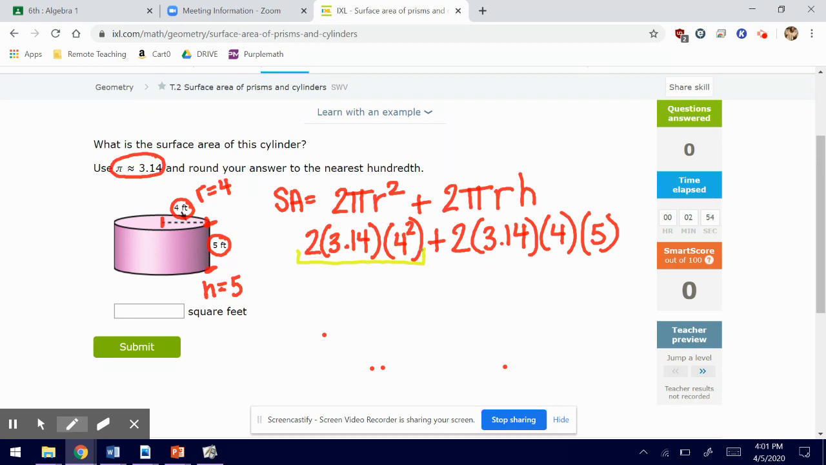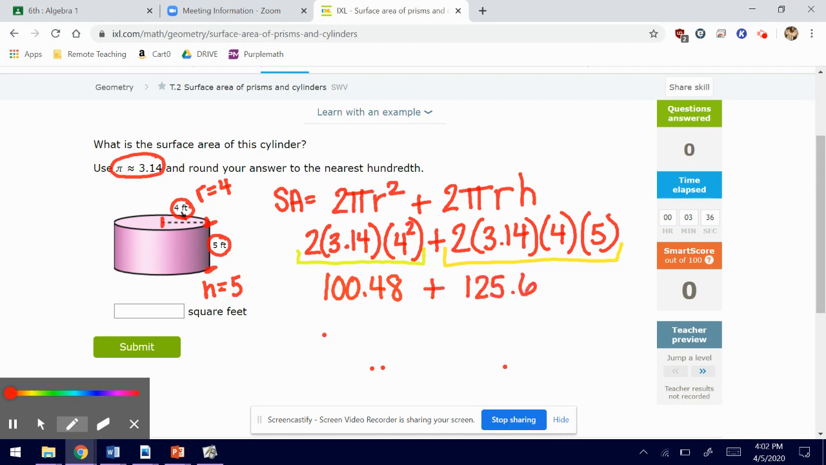So 2 times 3.14 times 4 squared is going to give me 100.48. Okay, then I'm going to type in this part into my calculator. So 2 times 3.14 times 4 times 5. And that gives me 125.6.